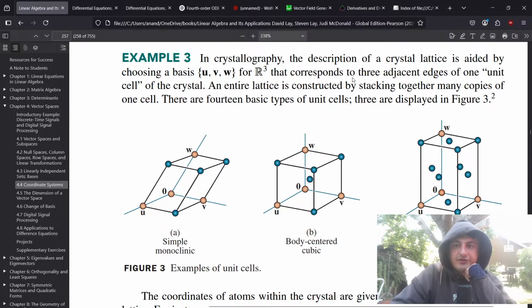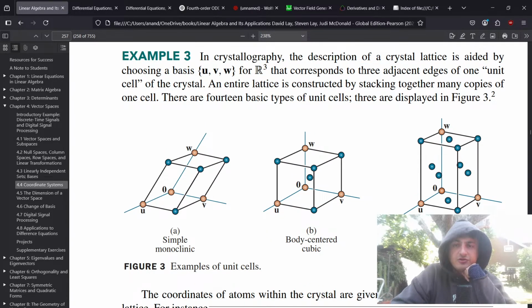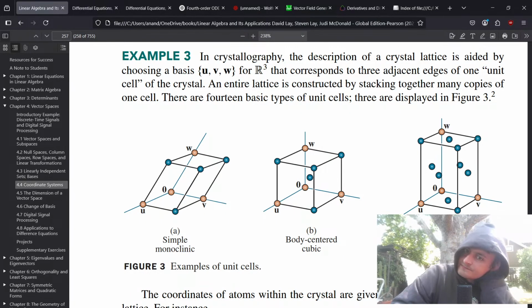In crystallography, the description of a crystal lattice is aided by choosing a basis u, v, w for R3 that corresponds to 3 adjacent edges for a unit cell of the crystal. That's interesting.